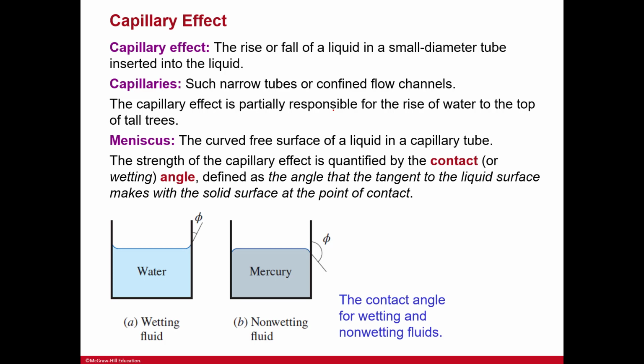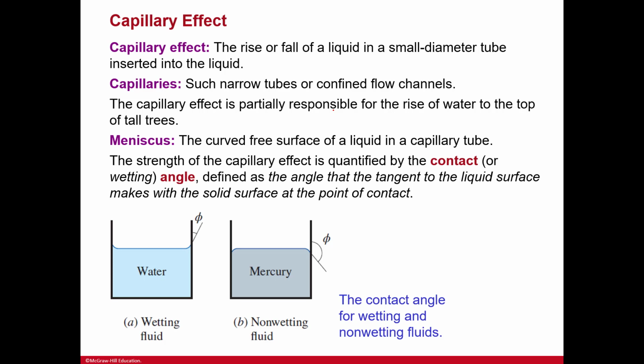So we have a capillary effect. That's the rise or fall of a liquid in a small diameter tube inserted into the liquid. And then capillaries such as narrow tubes or confined flow channels. The capillary effect is partially responsible for the rise of water to the top of tall trees. And then the meniscus, the curved free surface of a liquid in a capillary tube.